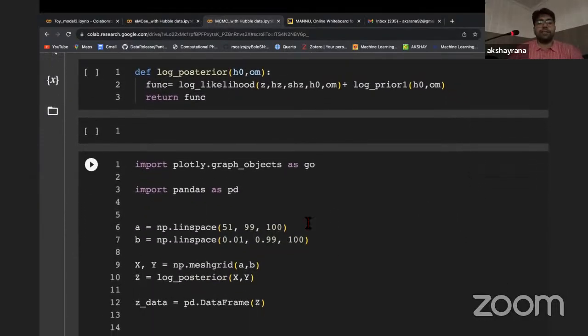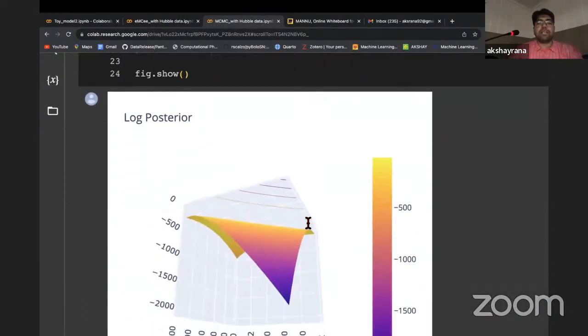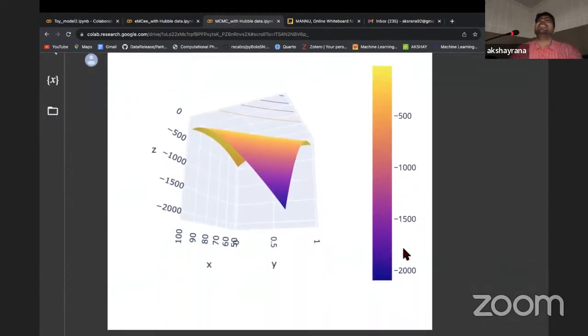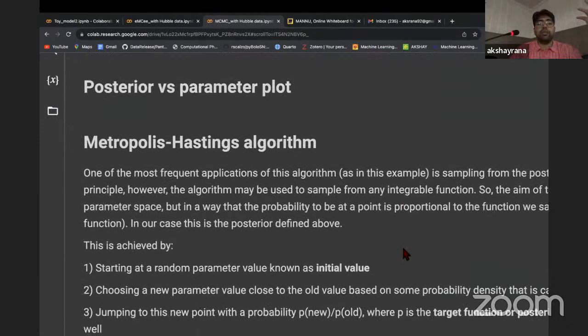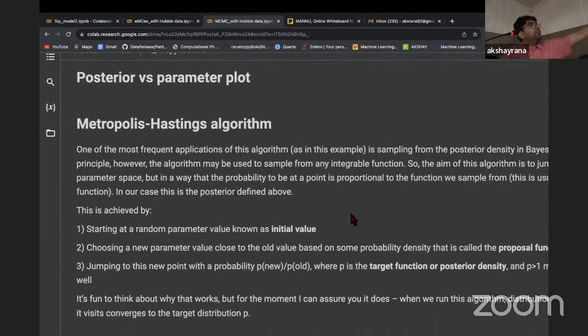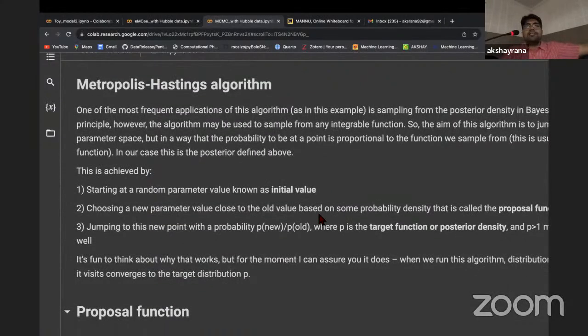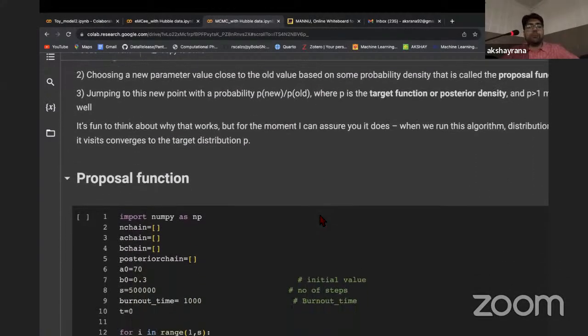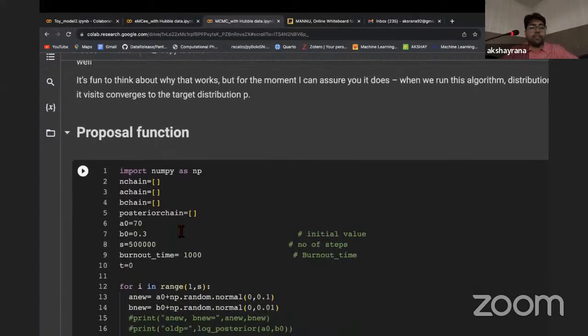Once I have done with this, okay, this is the PDF. These are the 3D plots I have created. I have written a very short, brief note. When I share it with you, you can read more details of whatever I'm saying. I'm explaining the proposal function and everything.